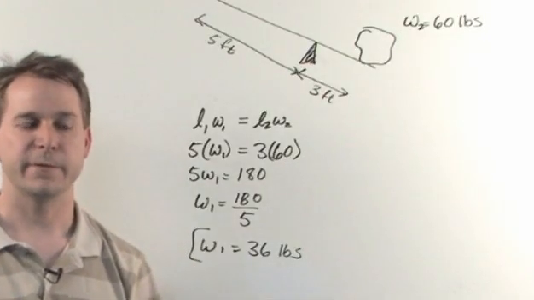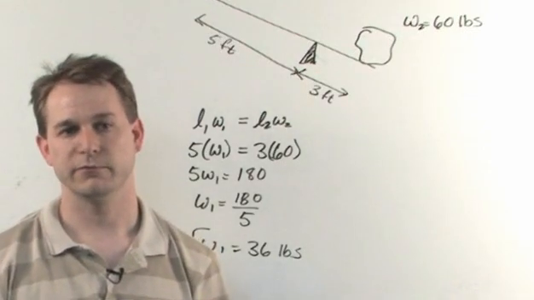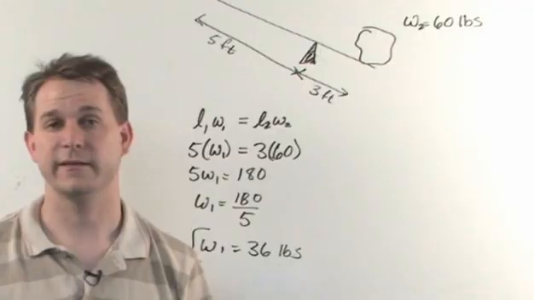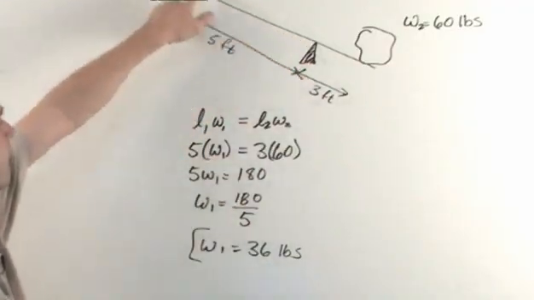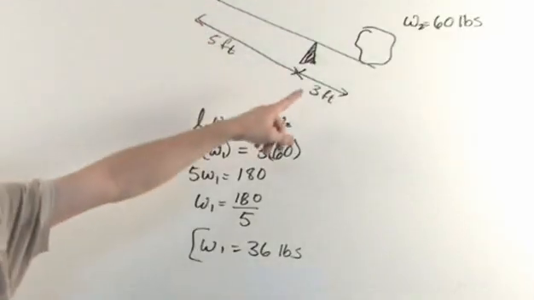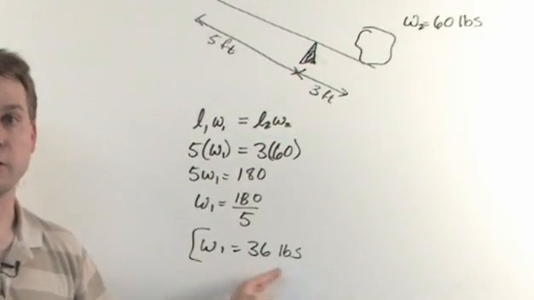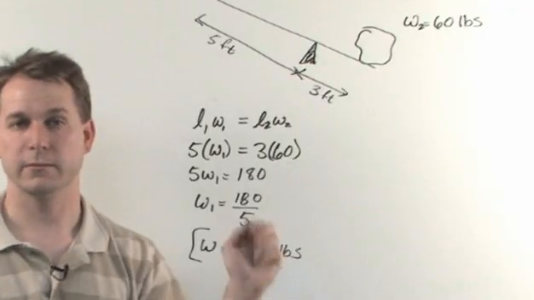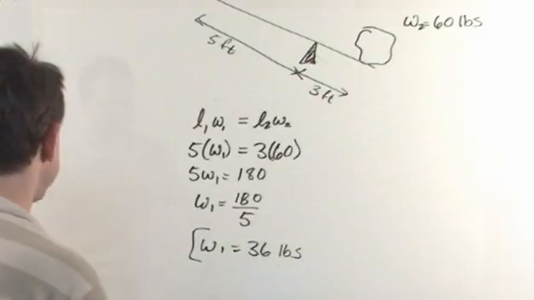I'm trading the force I need to use for the distance I need to pull through. And that's a good trade because it's easy for me to pull at 36 pounds. And if I make this lever longer and longer, if I make this lever 100 miles long, then I don't have to pull very hard at all. I'm going to have to pull very, very gently. But I'm going to have to pull it a long way to get it to do anything, okay?